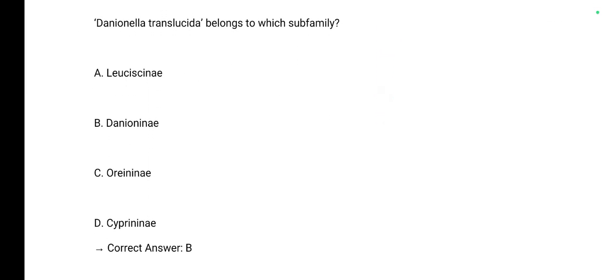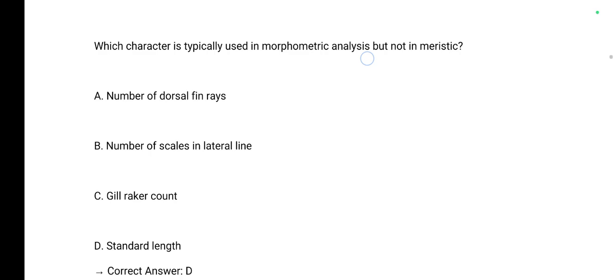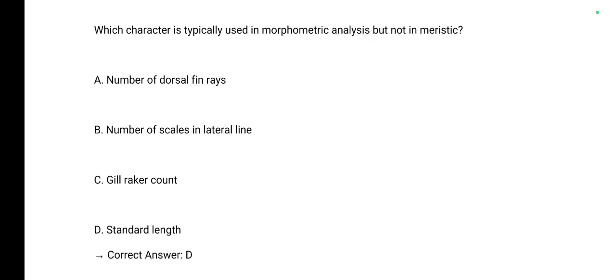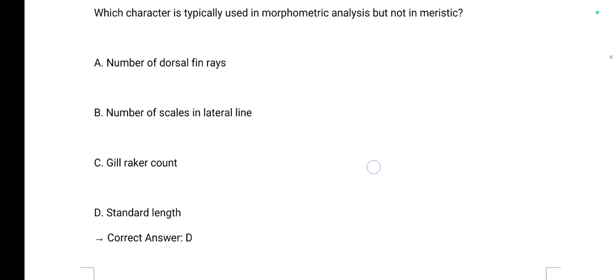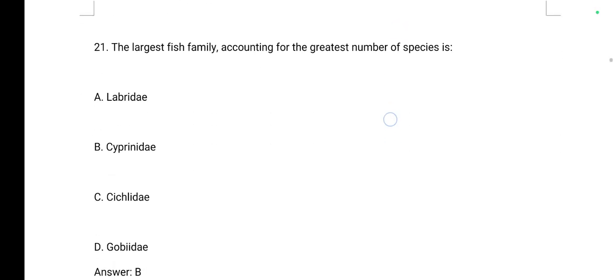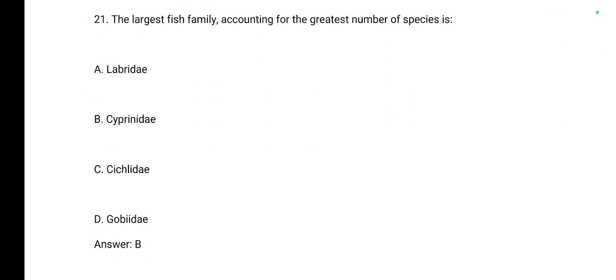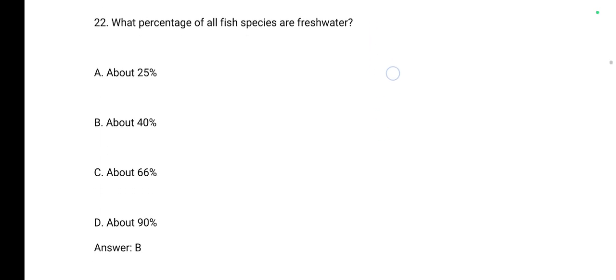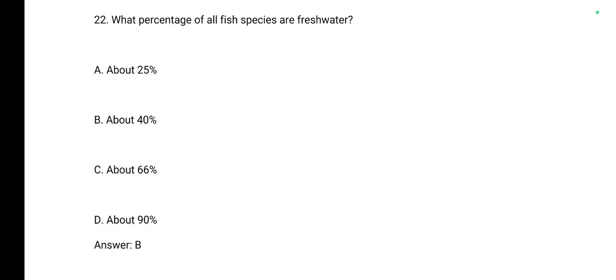Danionella translucida belongs to which subfamily? So the correct answer will be option B, Danionini. Which character is typically used in morphometric analysis but not in meristic? So it is standard length. The largest fish family accounting for the greatest number of species is Cyprinidae. What percentage of all fish species are freshwater? So they are around 40%.